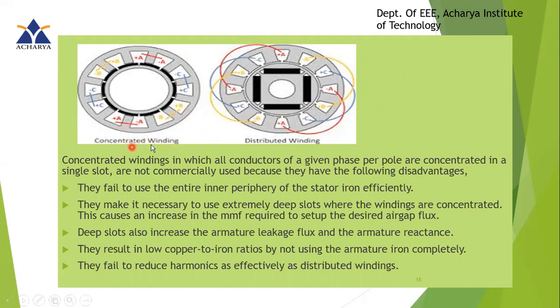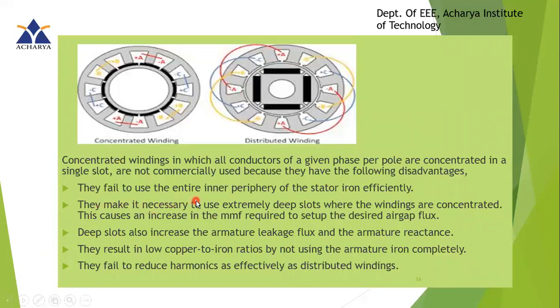Now, if we have concentrated and distributed windings, what shall we take as the distribution factor? Concentrated windings are those in which all the conductors of a given phase per pole are concentrated in a single slot. See, all these windings are concentrated in a single slot. It is not connected from here to somewhere else. On each phase, all the conductors are concentrated, and this type of winding is not commercially used because of the following disadvantages.